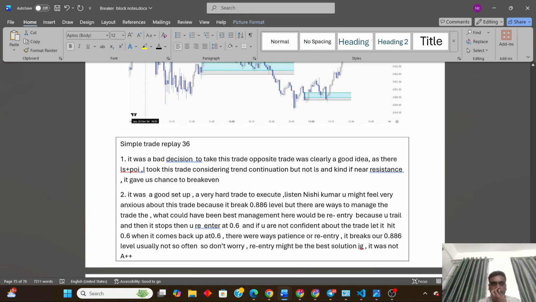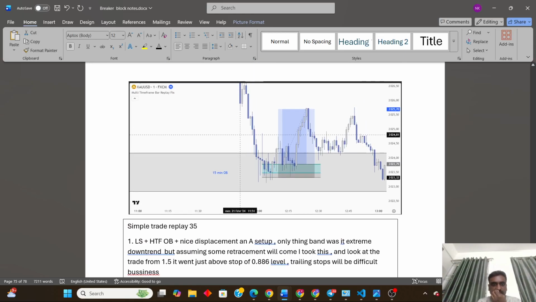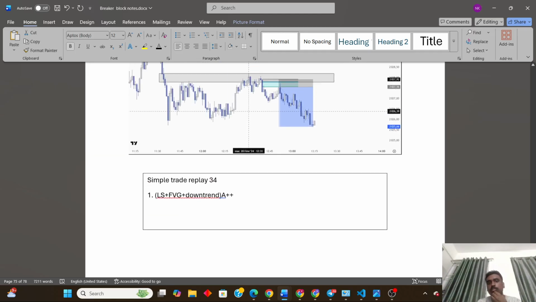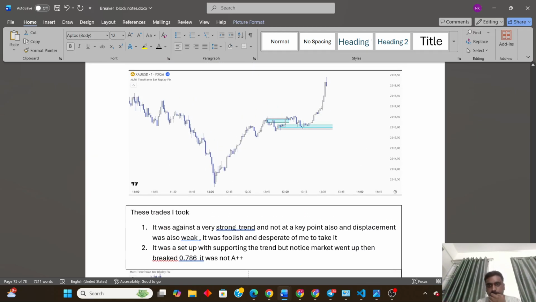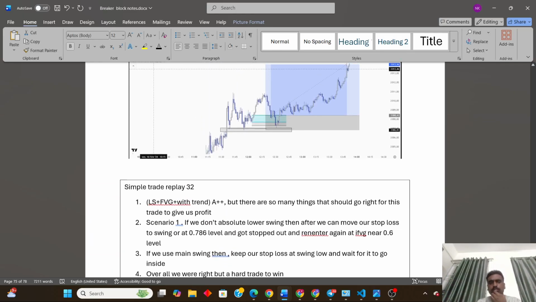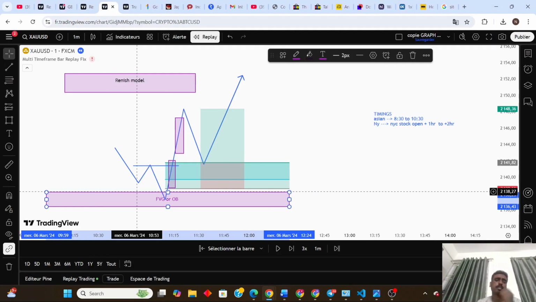Maybe this is a simple model. This reaction coming from where? A 15-minute order block. This reaction coming from where? A higher time frame FVG. This reaction coming from where? Higher time frame FVG. So basically this is the description part of it.